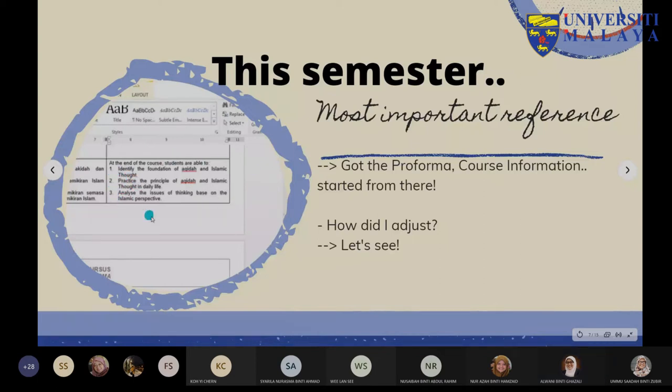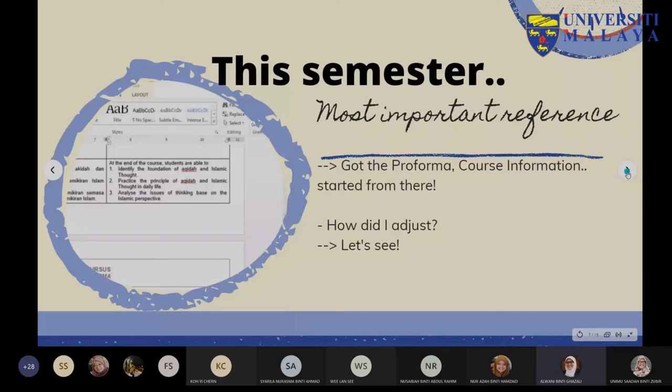So what did I have to do? I thought, then I adjusted. Learning outcome number two is quite challenging for me to assess. How can I assess that? Because it involves the practical part. Later I'll show you how I tackle learning outcome number two from the course.